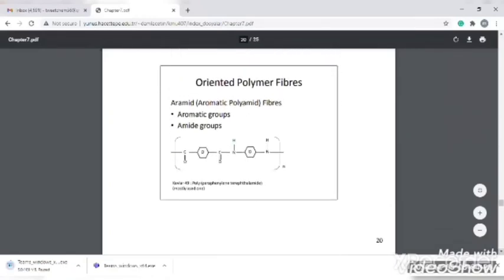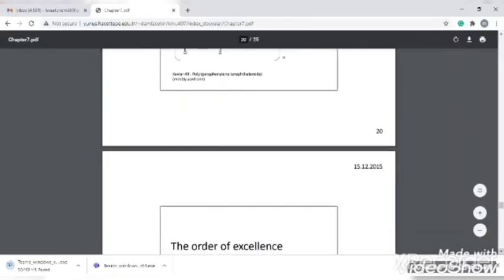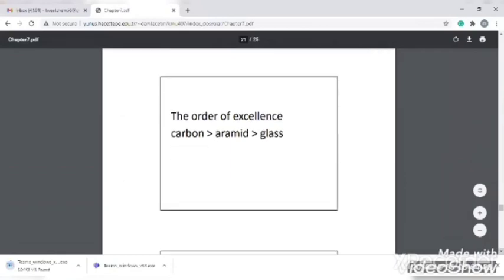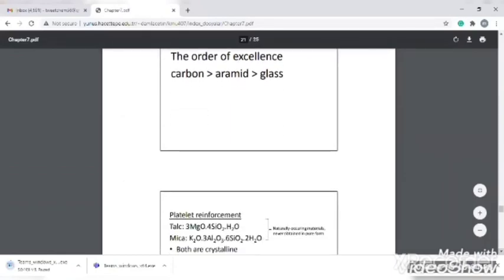What is the orientation of the polymer fiber? Aramid fibers have an aromatic group and amide group. The order of excellence is carbon, which is the most effective, and then aramid and then glass.